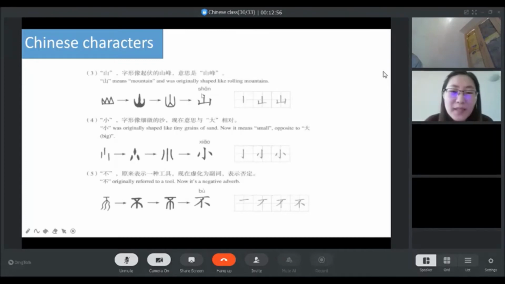This one, shan. This means mountain. And for this one, small. In ancient time, we write it in this form. And then it changed to be this, and now to be this. And also this one, bu. Bu means no. In the ancient time, it's used like this. And later changed to be this, and to be this. And now we use it as this. Bu. We have learned it.